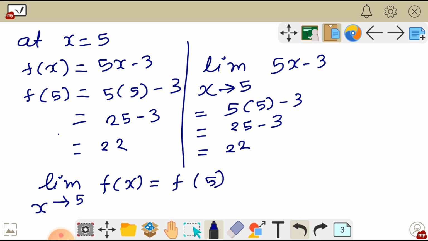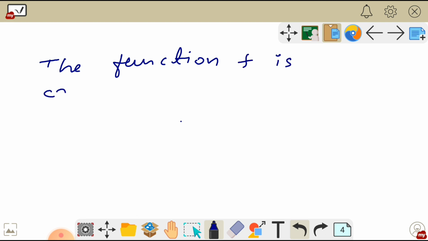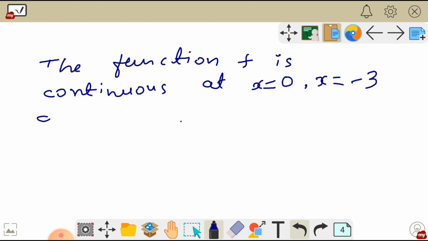So at the end of the question we can write that the function f is continuous at x equals 0, x equals minus 3 and x equals 5, right? So this is our first question. Now let us move to the second question.